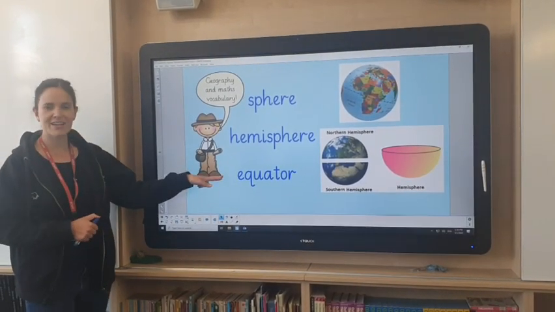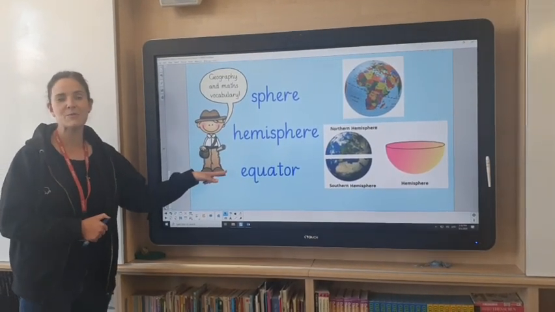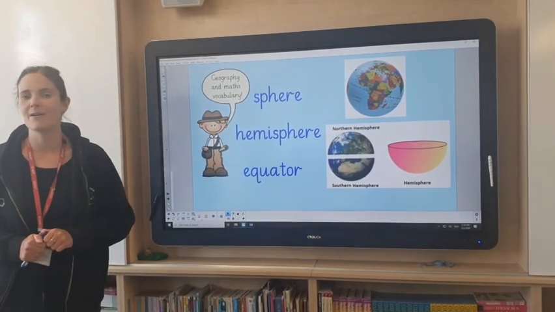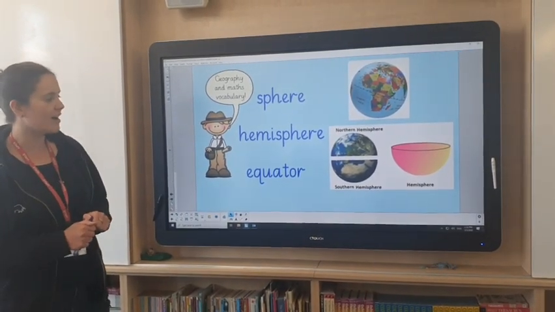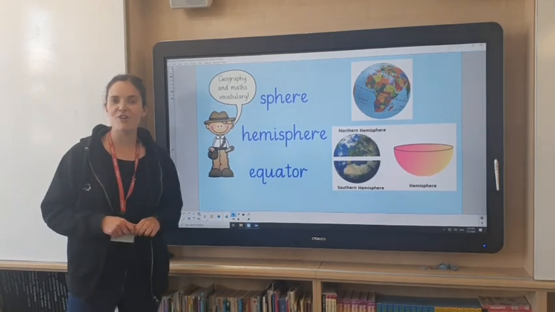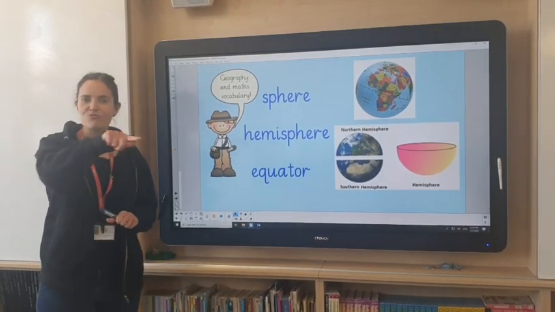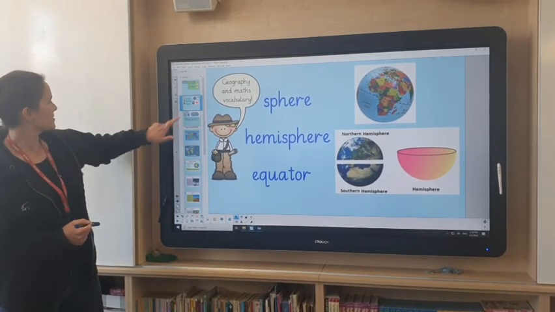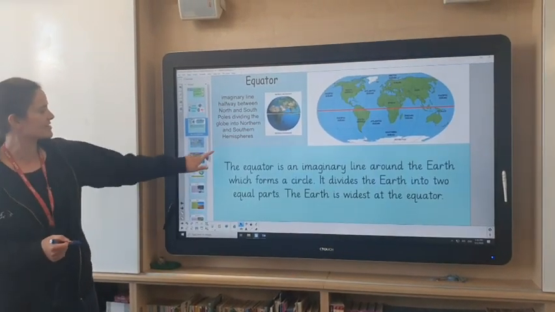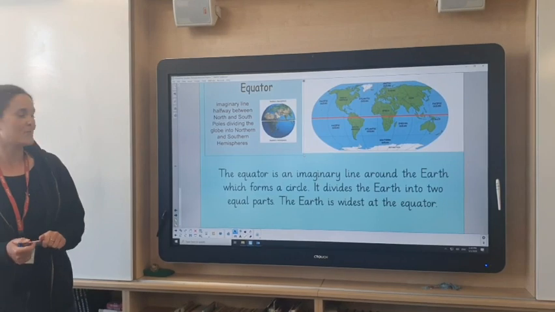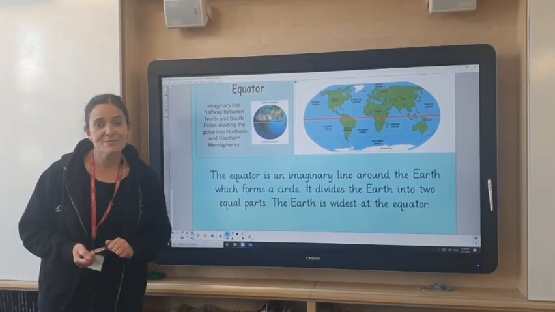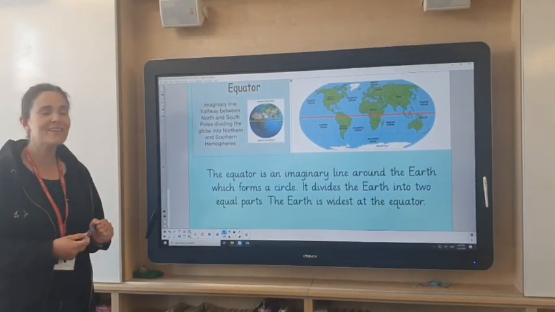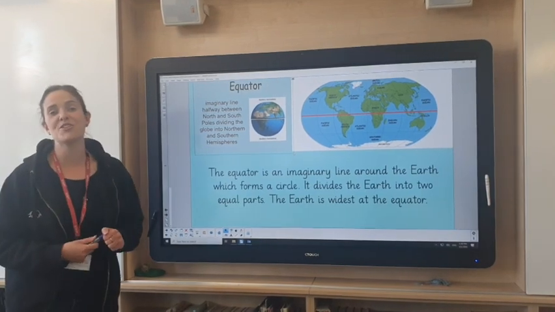There is one more word here, which I think you probably are familiar with already. This is the equator. Now, the equator is an imaginary line that goes round the centre of the world. Explained more on this next slide here. So, it is not a line you can see. That's the first mistake lots of people make. The equator is an imaginary line.